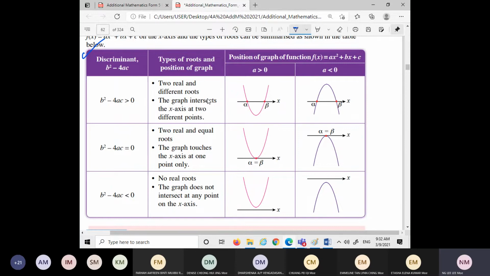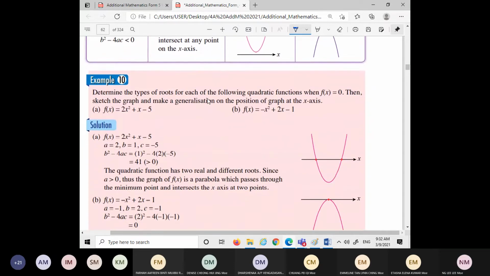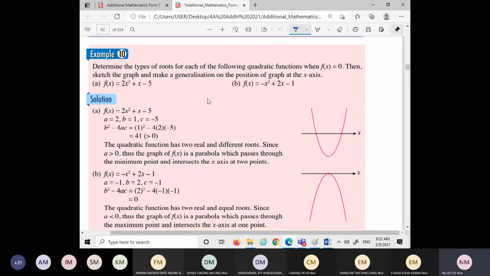Now we want to look at the example. Determine the type of roots of each of the following quadratic functions when f(x) equals 0. Then sketch the graph and make a generalization on the position of the graph at the x-axis. When you sketch the graph, you are only interested in the x-axis. The other axis, the y-axis, you don't really need.